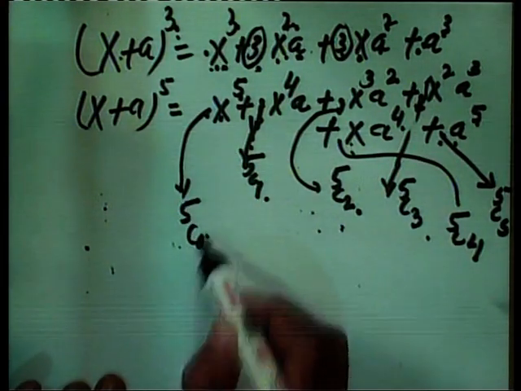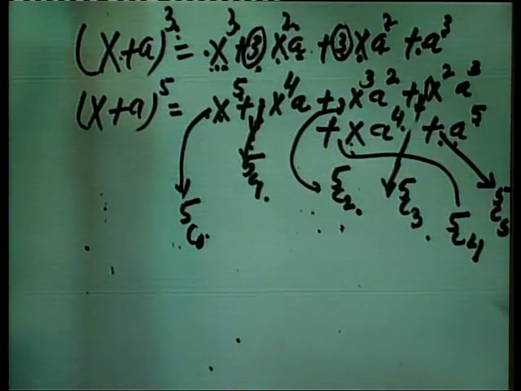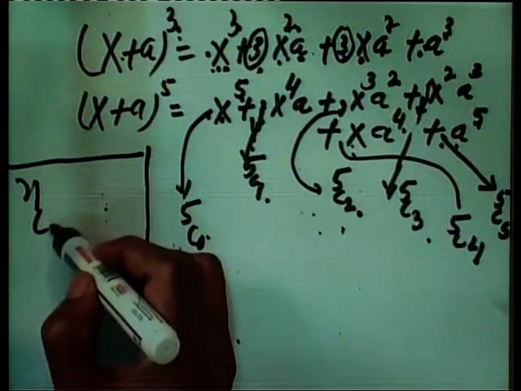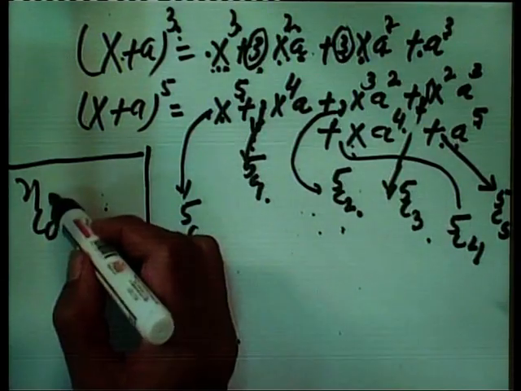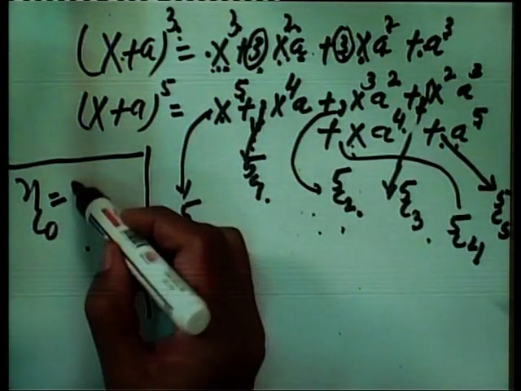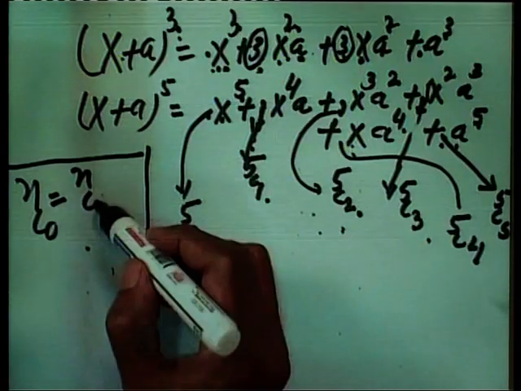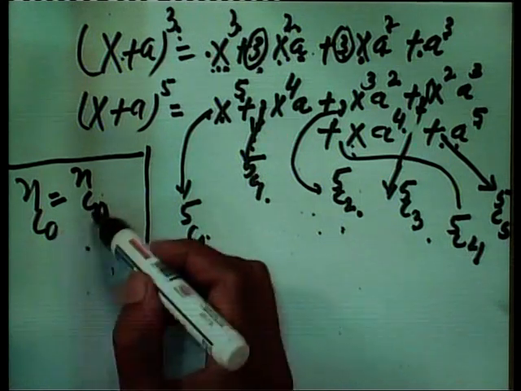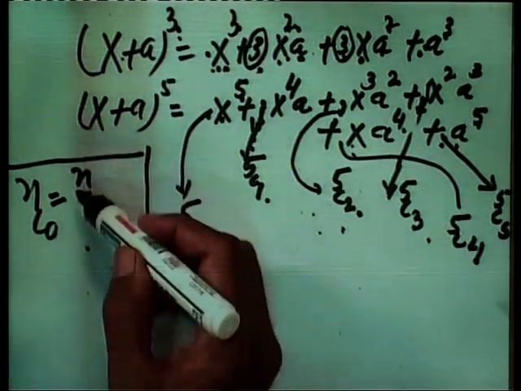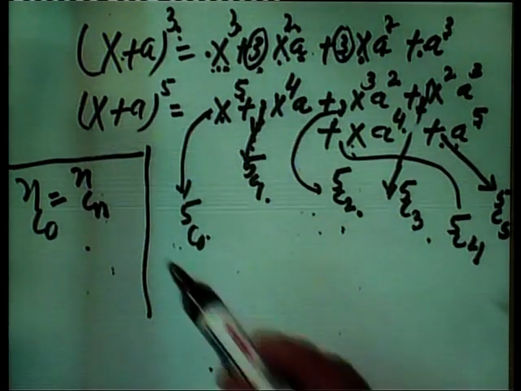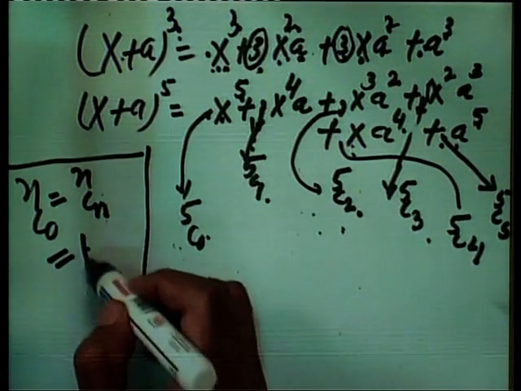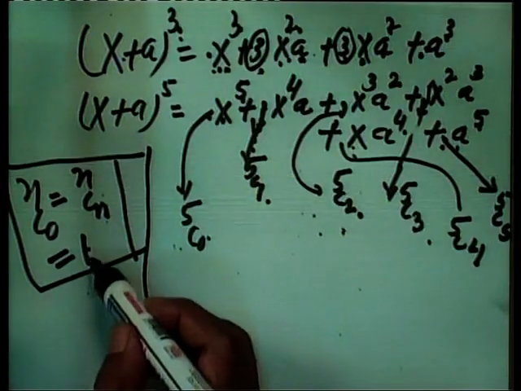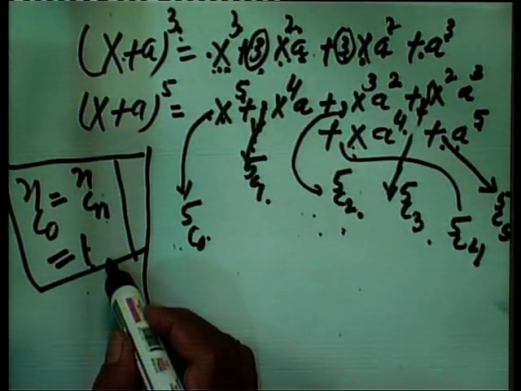Here it is 5C0. And in fact, this is a trivial consequence of the definition that nC0 is of course nC(n minus 0), which is nCn, by the formula nCr equals nC(n minus r). This is equal to 1. This is always a trivial remark with the help of the definition.